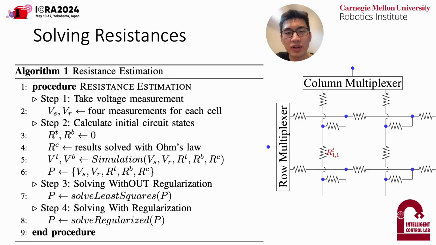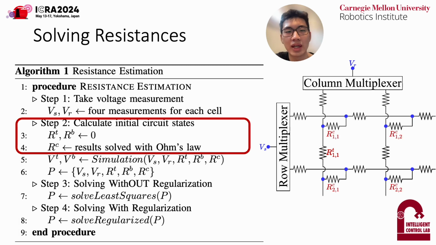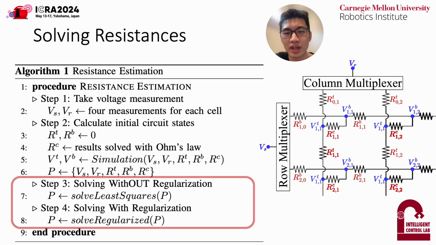So how do we solve for the resistances of the skin? First, voltage measurements are made for each cell by applying different voltages across the rows and columns. Second, a naive resistance estimation of the sensing cells is made by directly applying Ohm's law. The circuit simulator simulates the voltage at each node of the circuit, and the result is used to initialize the solver. Third, the optimization program solves for both the cell and wire resistances.